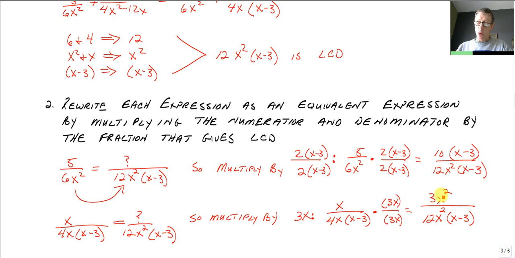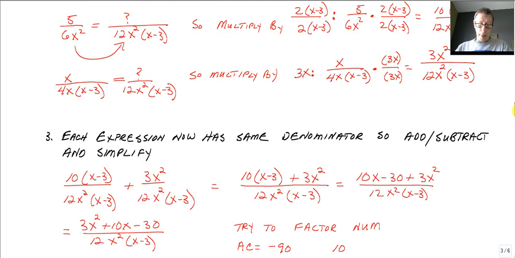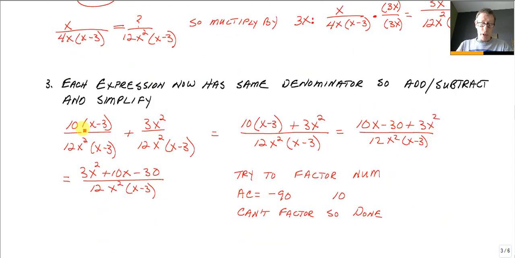Now I'm going to take these two equivalent fractions and add them together. For the numerator, that would be 10 times x minus 3 plus 3x squared, all over my common denominator. When I combine, 10 times x is 10x, and 10 times minus 3 is minus 30. Then I have 3x squared. So I rewrote that as 3x squared plus 10x minus 30.